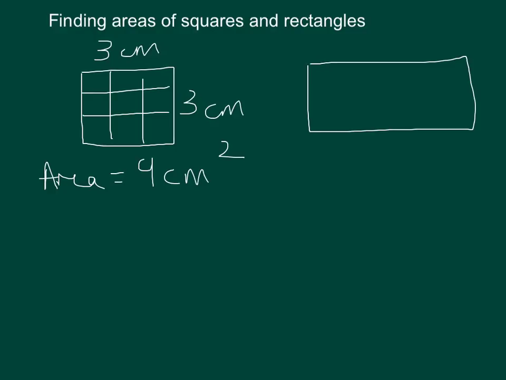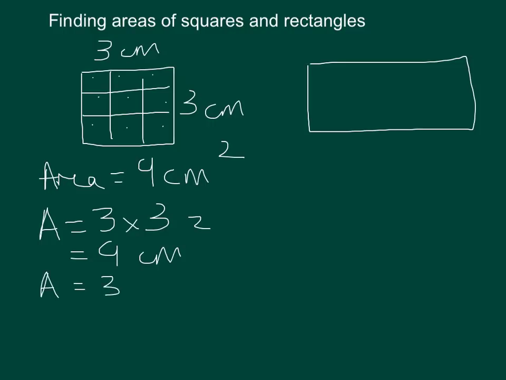Now, rather than having to count 1, 2, 3, 4, 5, 6, 7, 8, 9 each time, we can take a shortcut and we can just literally say, well, we've got 3 rows and each of them has got 3 in, so therefore that's how we're going to work out our area. So 3 times 3 is 9, or we could say that it's 3 squared is equal to 9, and so the area of a square is just simply the length of the side squared.